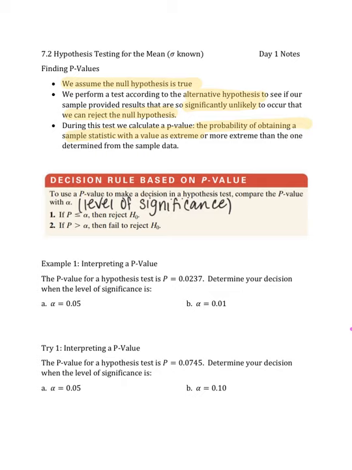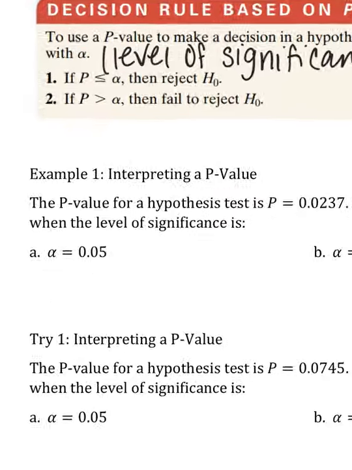So here's our first example. The p-value for a hypothesis test is 0.0237. Determine your decision when the level of significance is 0.05 and when the level of significance is 0.01. Okay. So again, all we have to do here is we have to take our p-value and we compare it to our level of significance.